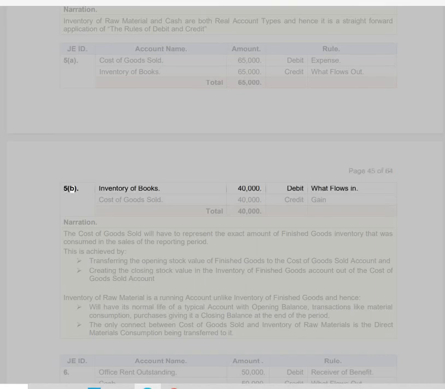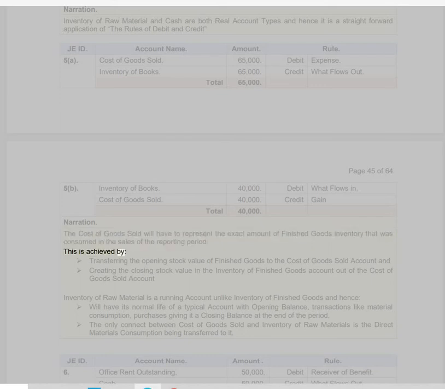5B. Inventory of books, 40,000, debit, what flows in. Cost of goods sold, 40,000, credit, gain. Total 40,000. Narration: The cost of goods sold will have to represent the exact amount of finished goods inventory that was consumed in the sales of the reporting period.